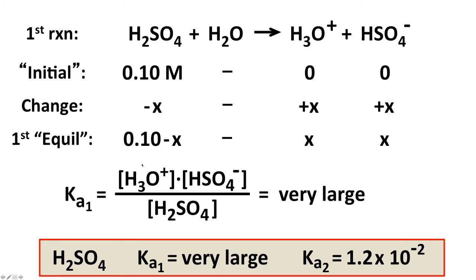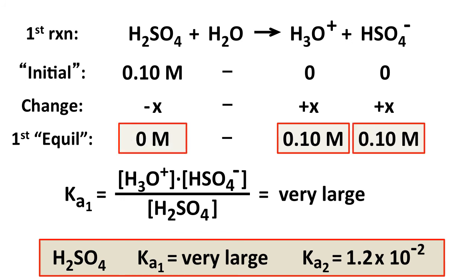And what that means is we have complete dissociation. The products, so to speak, are very big. The reactants are essentially zero. And so what we end up having is X is really just the 0.1 molar. It fully dissociates. So H3O plus at the first equilibrium is 0.1 molar. HSO4 minus is also 0.1 molar. And H2SO4 is 0. Okay, now in a case where the first dissociation is not complete, we would get different numbers, but this would be the general process.